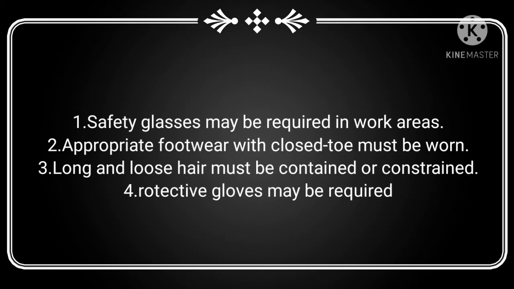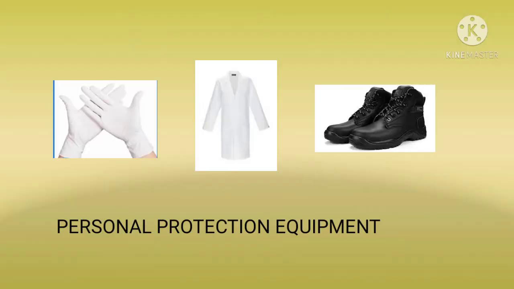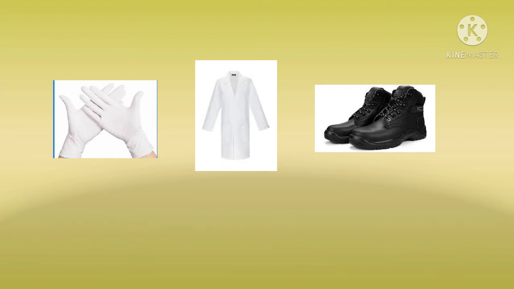For the safety precautions, the first one is safety gloves may be required in work areas. Second, appropriate footwear with closed toes must be worn. And thirdly, protective gloves may be required. For the personal protective equipment, first we have to wear gloves, and second we have to wear a lab coat or clothes with long sleeves. And the next one is we have to wear goggles with glasses.